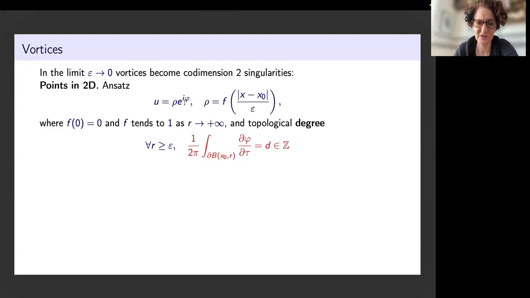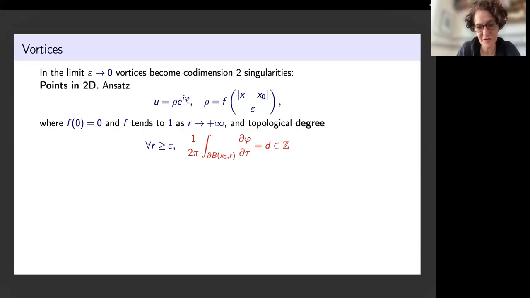So if you want to represent what they look like, think of u as complex valued, with a sort of trigonometric form, rho e^{i phi}, where rho is the modulus and phi is the phase. So they are both real valued functions. And so the modulus will vanish with this sort of length scale epsilon around a point x naught. So it will be 0 at the origin and tend to 1 at infinity. So you make a sharp sort of well.